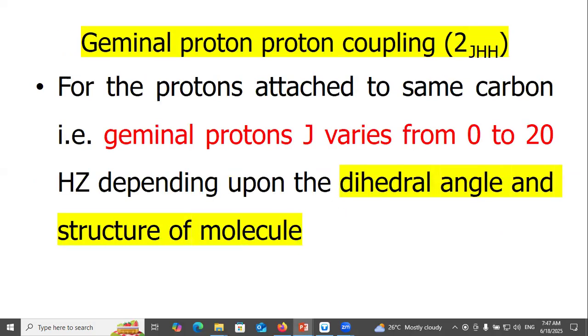Geminal proton-proton coupling: for the protons attached to the same carbon, that is the geminal protons, J varies from 0 to 20 hertz depending upon the dihedral angle and structure of the molecule. See, this is the geminal coupling, 0 to 20 hertz.